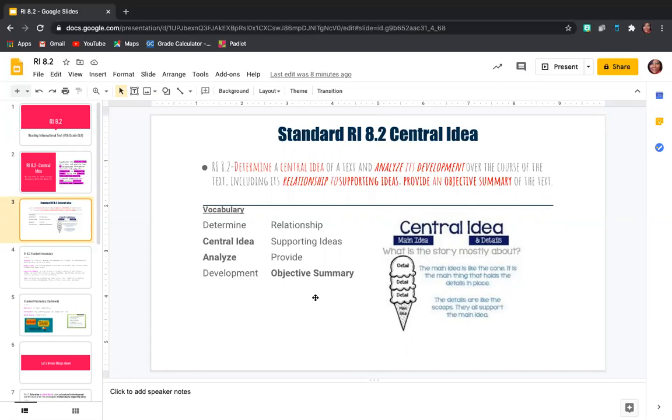Your central idea, if you look at this picture to the right, is your main idea and details. What is the story mostly about? The main idea is like the cone. It is the main thing that holds the details in place. The details are the scoops. They all support the main idea.